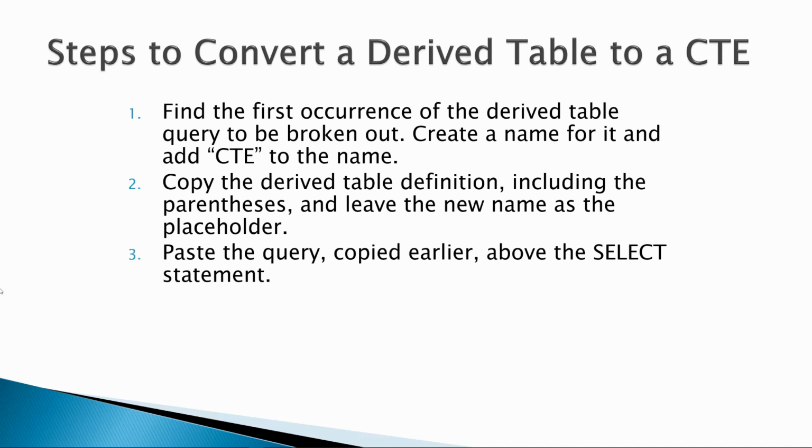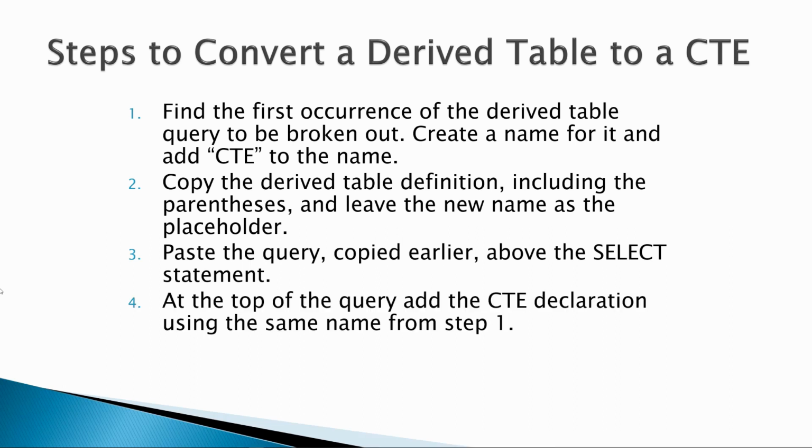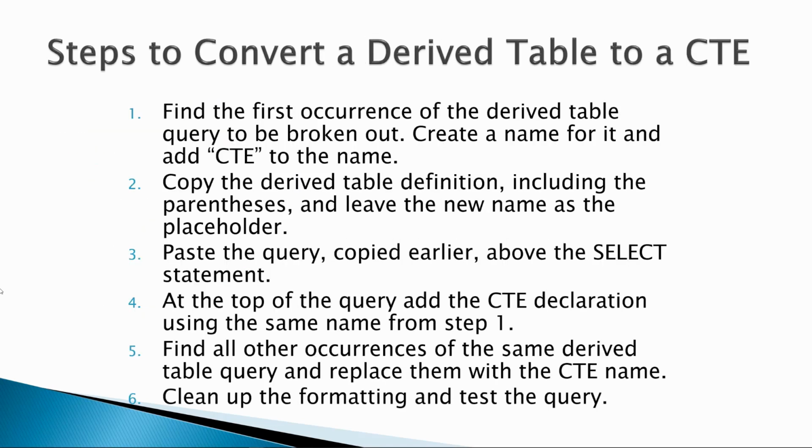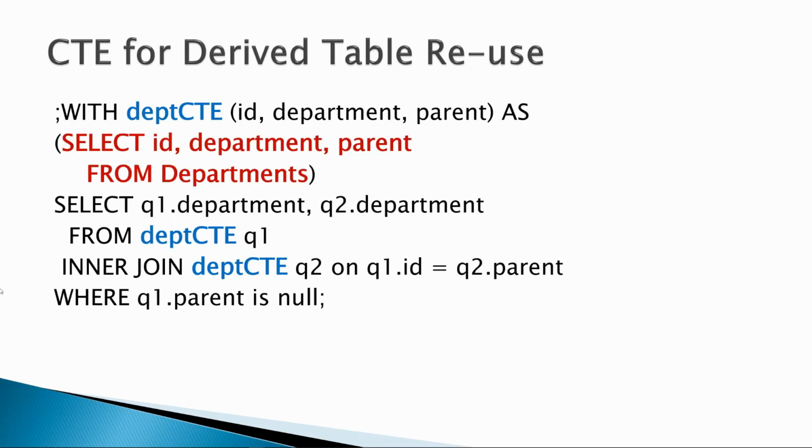I then paste the query copied earlier above the select statement, and at the top of the query add the CTE declaration using the same name from step 1, and then find all the occurrences of the same derived table query and replace them with the CTE name. And then clean up the formatting, make it look nice, and test the query. And then you end up with something like this, where the part that's shown in red is only written once, but the part in blue that's shown down below is referenced multiple times, accessing the same data.